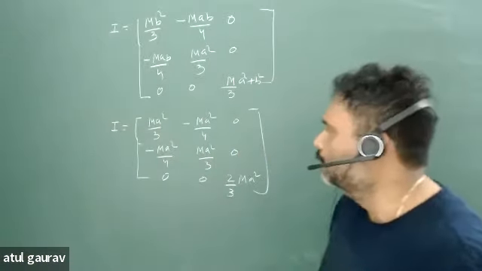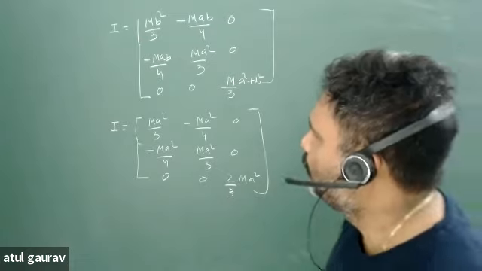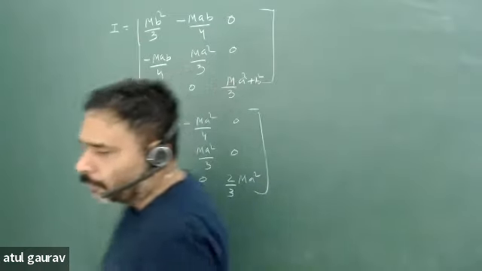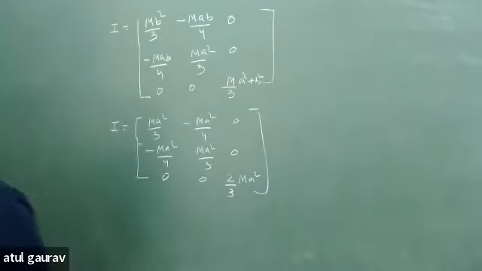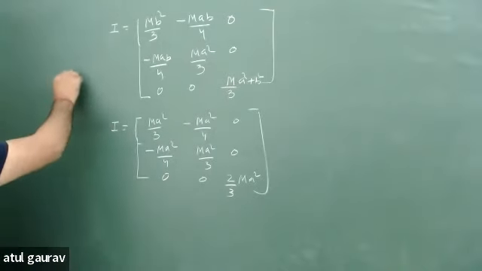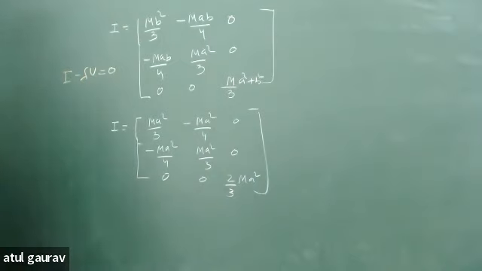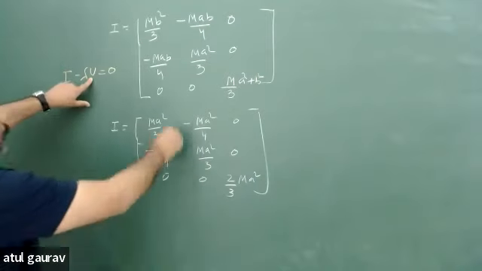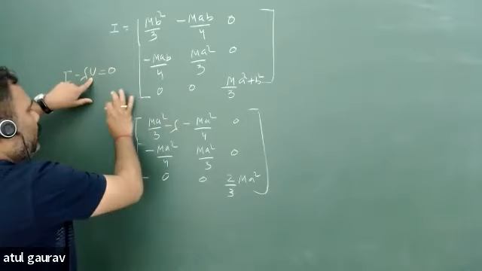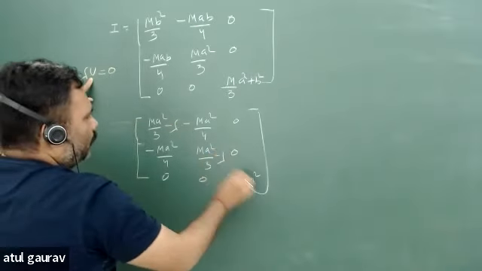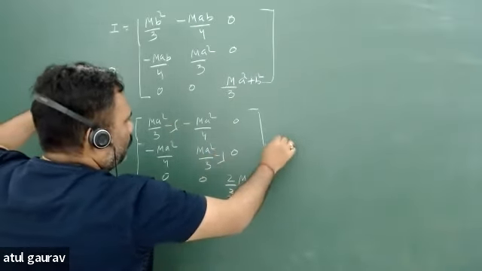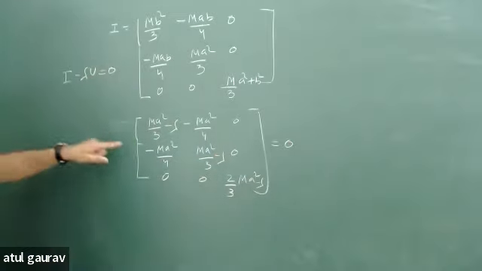So now we have to calculate the principal moment of inertia. When we have to calculate the principal moment of inertia, what you have to do is write the secular equation. What is the secular equation? I minus lambda U is equal to 0. And what is U? Unit matrix. So I can write minus lambda here, minus lambda here, minus lambda here. That must be equal to 0.